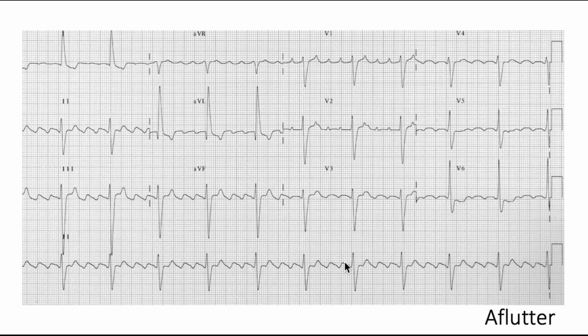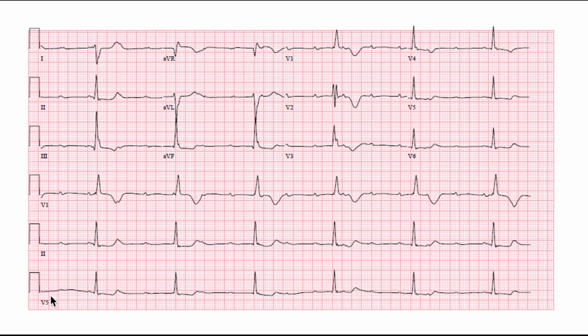They're not even considered P waves, but that's why it's important for you to look if there's a P wave before every QRS. Same thing here. Now look, oh, there's a P wave.